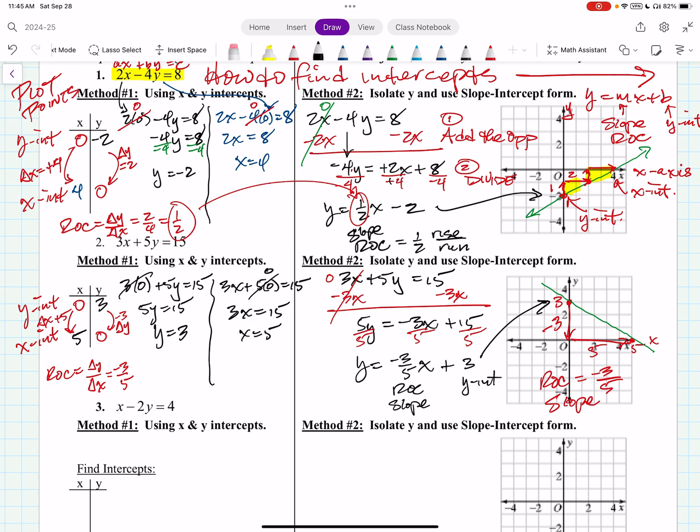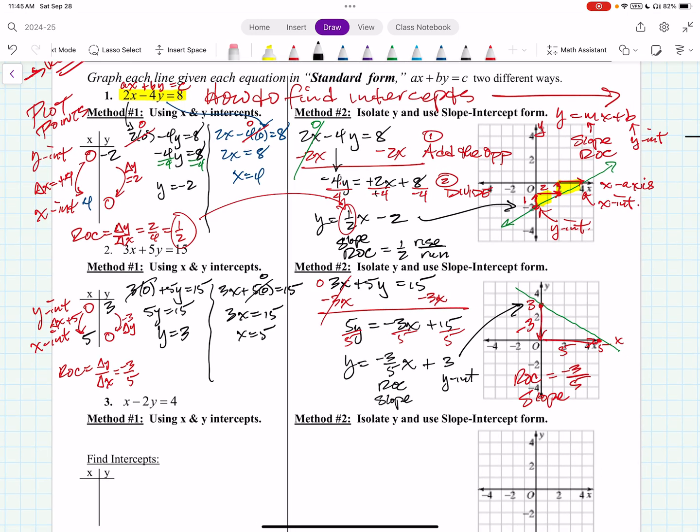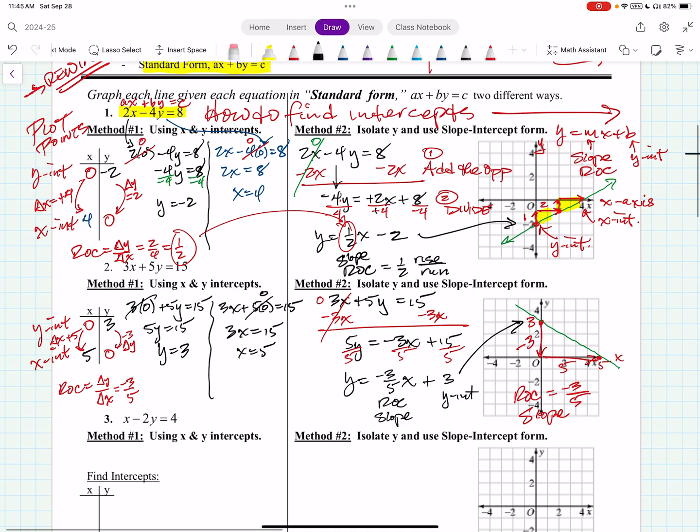Everything matches. The rate of change in the table of negative 3/5 matches negative 3/5 in the function, which matches the rise and run on the graph. Everything correlates together. It has to make sense. If they don't, that means you made a mistake somewhere. And that's how the game is played.